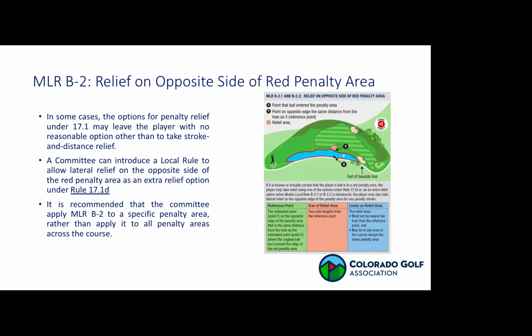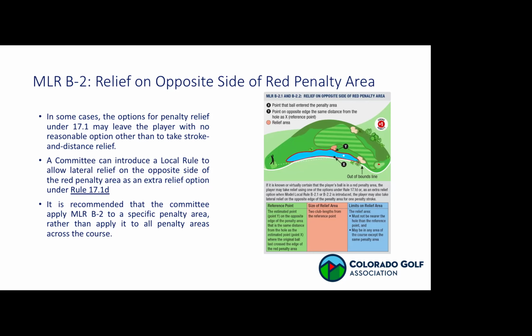So a lot of courses that have holes that look like this often imply and use Local Rule B2. What you'll see here is you're taking that reference point of where you estimate the ball crossed that red penalty area, and then taking that reference point over to the other side of the penalty area, and that becomes your reference point for your new relief area. So it's not going to be any closer to the hole.